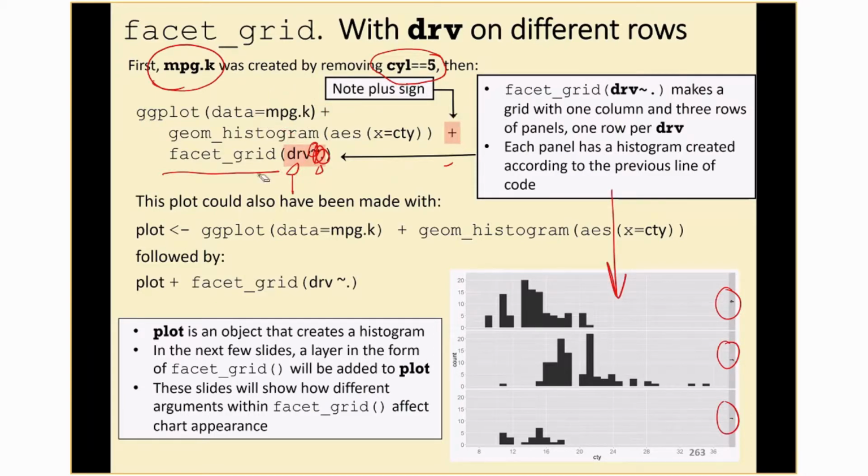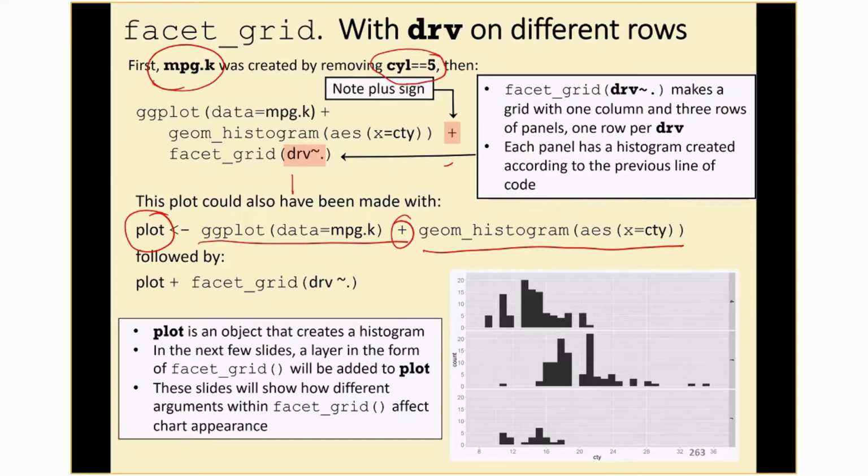Now, there's another way I could have made this plot. I could have first created an object called plot that had the plotting function and a layer that says, make me a histogram of city mileage. And we're going to take advantage of this whole idea of creating and modifying plot objects. So once I've got the object plot in hand, if I want to make this plot, all I need to do is add the facet grid function.